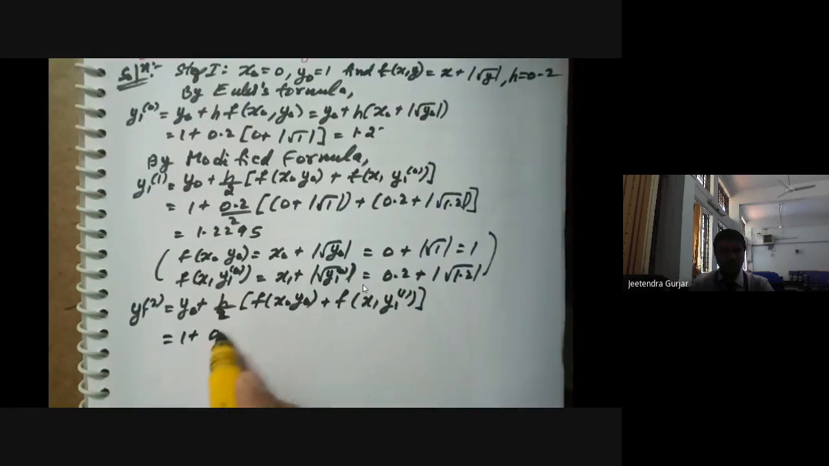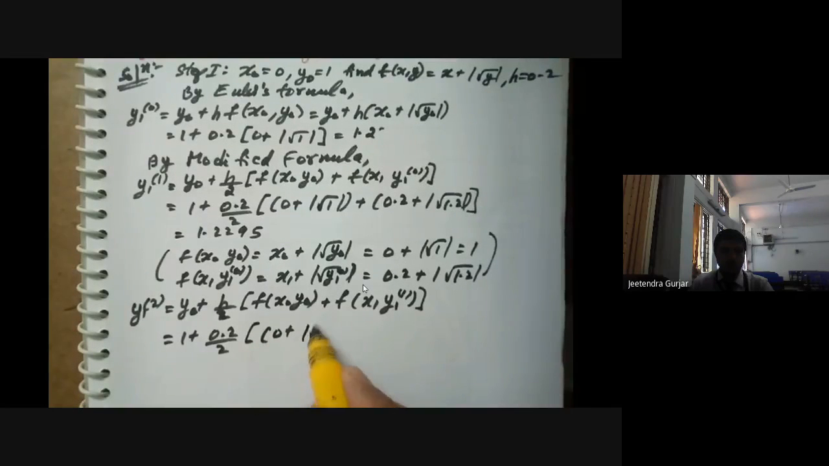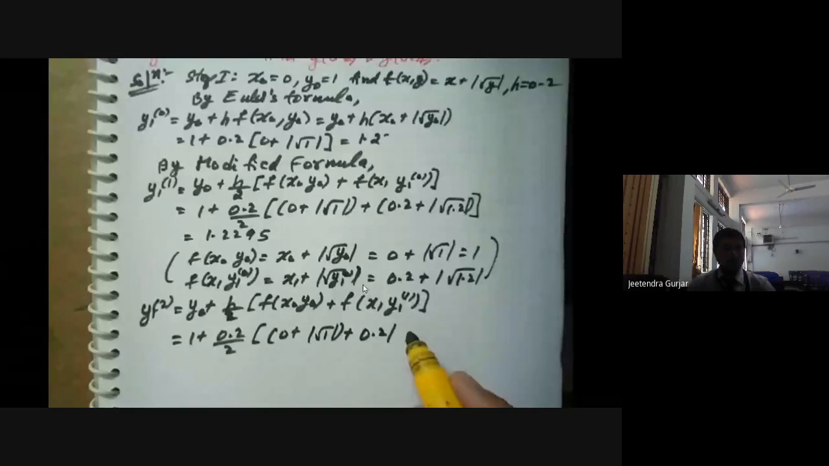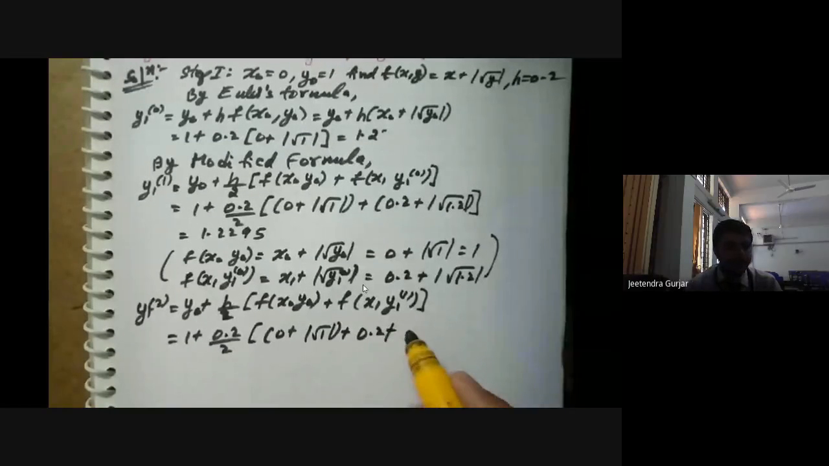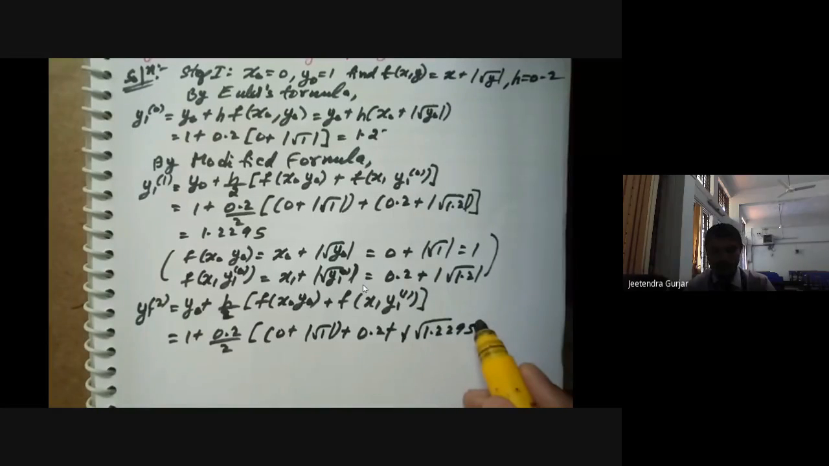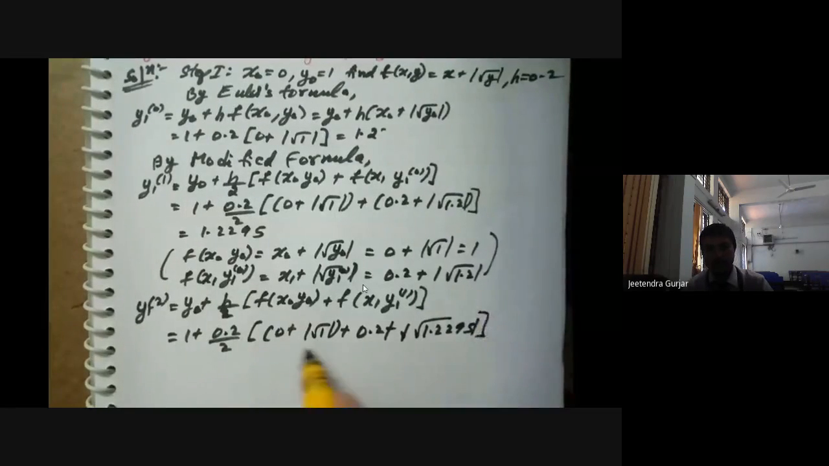It is 1 plus 0.2 upon 2 in the bracket. So f of x naught y naught we have already solved. It is 0 plus modulus of square root 1, plus 0.2 plus modulus of square root 1.2295. So where did this 1.2295 come from? From the previous approximations.